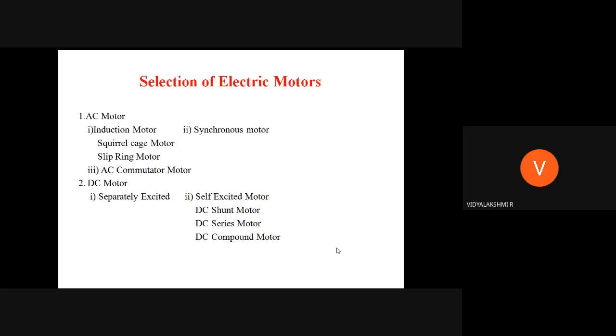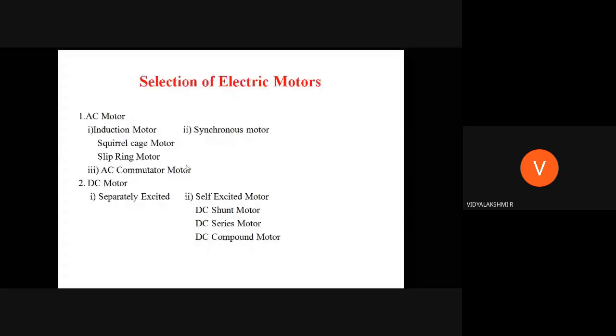Particularly, I'm talking about the motor side. First one, AC motor, and then DC motor. If my supply is AC, I say it is an AC motor. The AC motor is further classified into induction motor and synchronous motor, and the AC commutator motor, I will say again. First one, induction motor. As already said, for domestic applications we are using the induction motor only. The induction motor is nothing but the asynchronous motor.